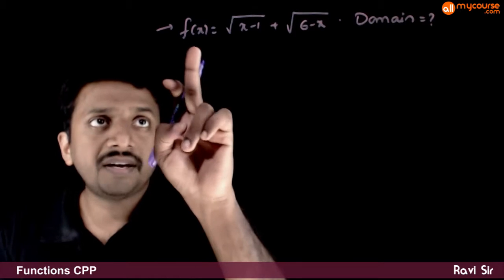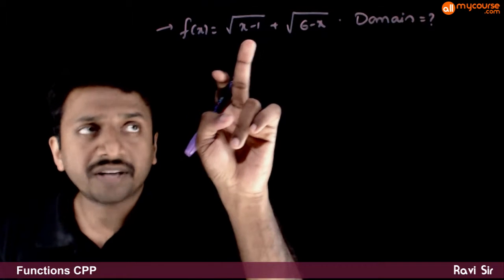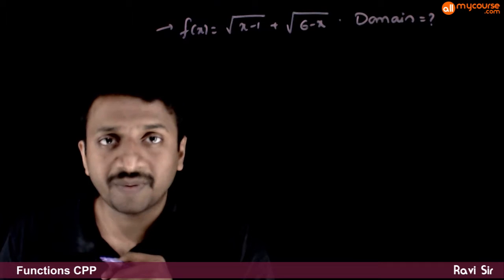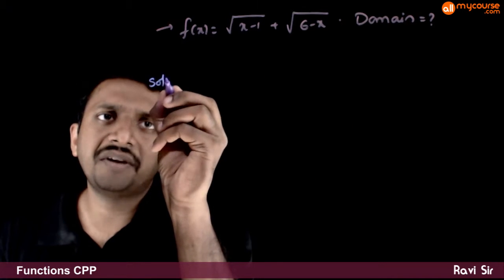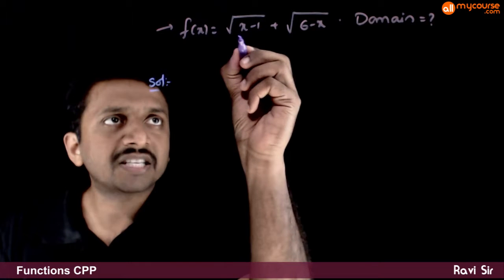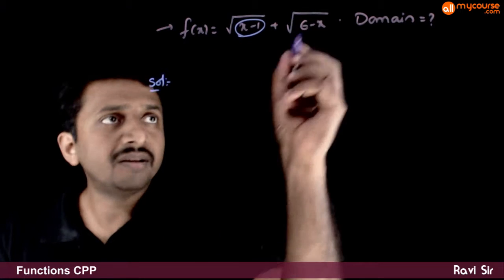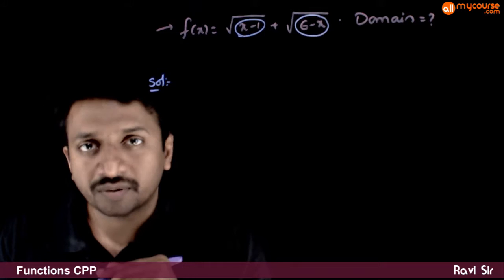In this question, you're given that f(x) is root of x minus 1 plus root of 6 minus x. It asks to find the domain of this. It's a very straightforward question. So you have x minus 1 inside square root and 6 minus x inside square root.